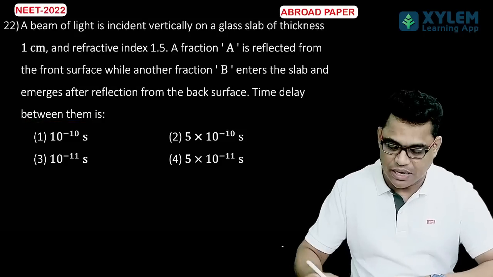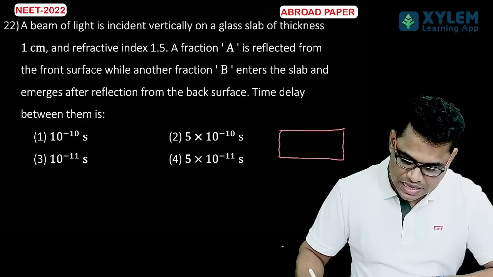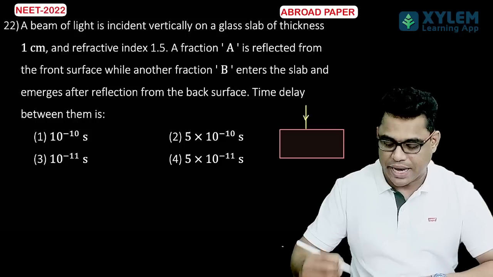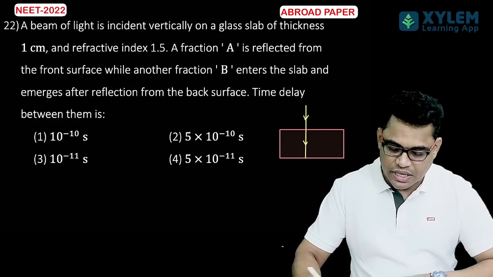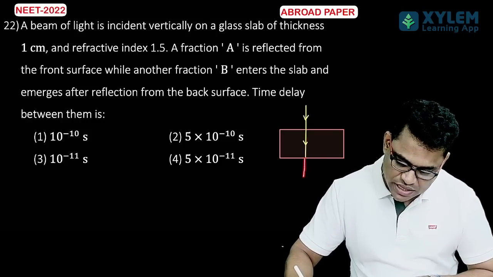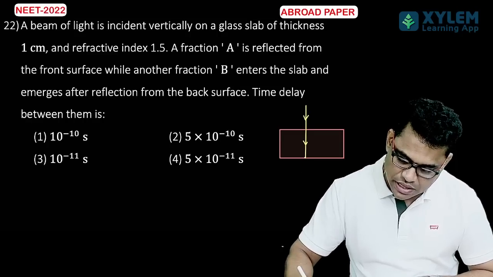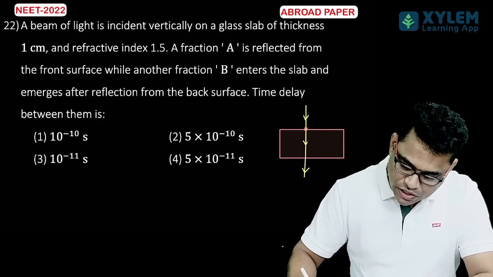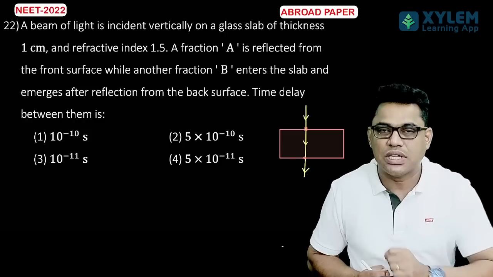Here, what is given? Let me draw the figure. Here there is a glass slab, and a ray of light is incident normally. A part of it reflects back, and a part enters the medium. At the second face also a part reflects back. Then the light ray emerges out from the second face. You need to find the time delay between these two, which is nothing but the time in which the light ray travels through the slab.